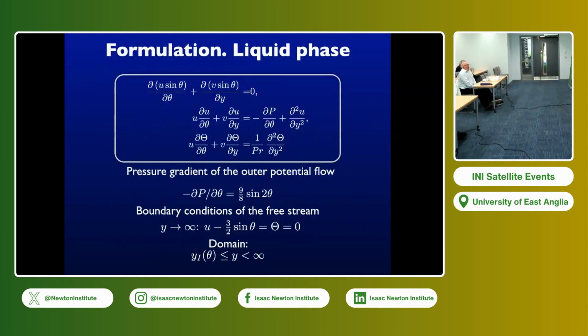So here are the conservation equations for the liquid phase. We have the continuity equation, the polar momentum equation, and the energy equation. The pressure gradient for this flow is that of the outer potential flow around the sphere, and the boundary conditions at infinity correspond to the velocity and the temperature of the free stream. This equation has to be integrated from the location of the interface, which has to be obtained as part of the solution, to infinity.